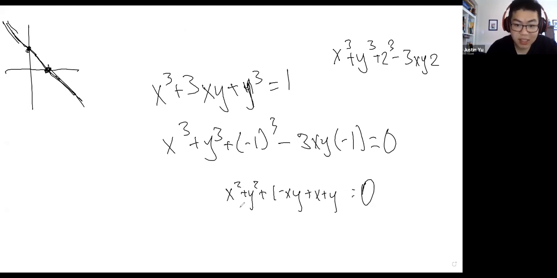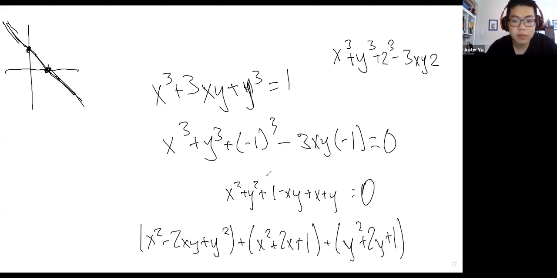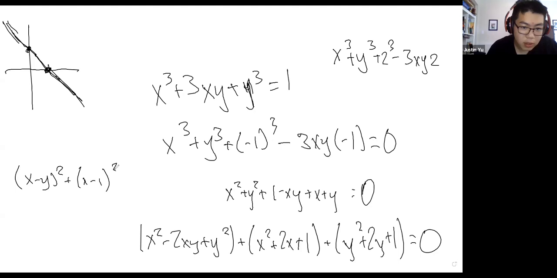This is a conic section, but it's a special one, as you'll soon see. The idea is that you multiply everything by 2. Basically, you get x squared minus 2xy plus y squared on one side. Then you have x squared plus 2x plus 1, and then y squared plus 2y plus 1. You see how that's this multiplied by 2, how I split these apart? So what do I get? (x minus y) squared plus (x minus 1) squared.